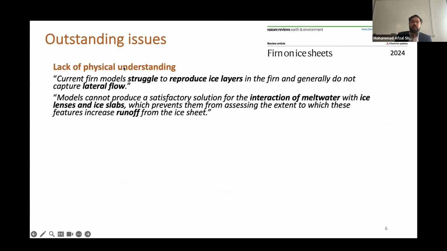The first issue the community has identified is a lack of physical understanding. Current firn models struggle to reproduce ice layers in firn, and they do not capture lateral flow. Furthermore, the interaction of meltwater with these ice barriers, ice layers, is not very well understood. And that is important because it contributes to runoff from the ice sheet. Part of the reason is that hydrologic models struggle with modeling coupled saturated and unsaturated flow regimes. We call them variably saturated flow models.